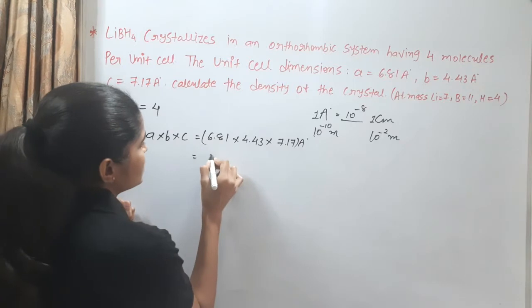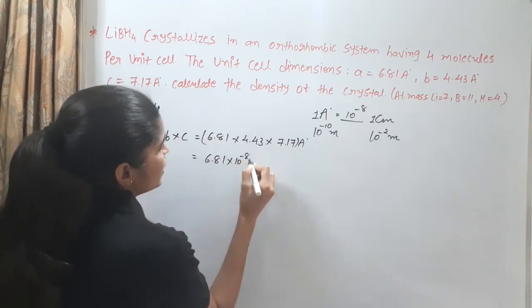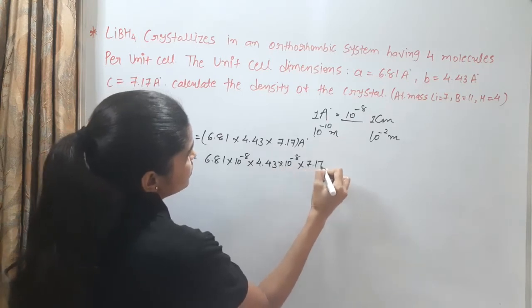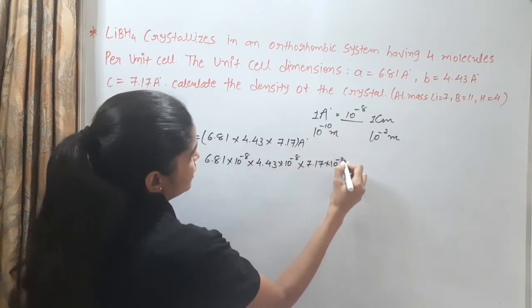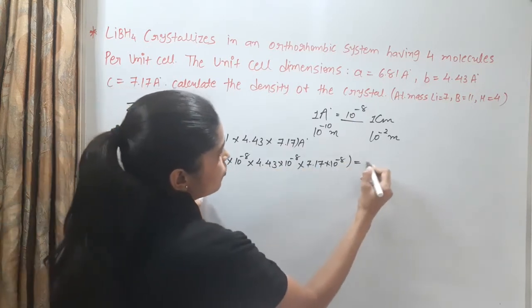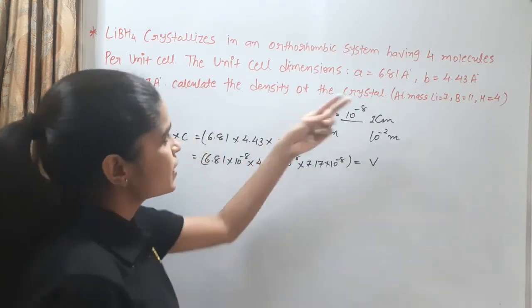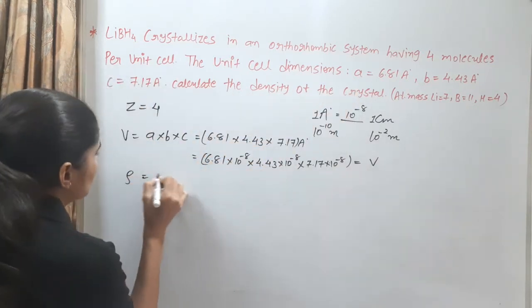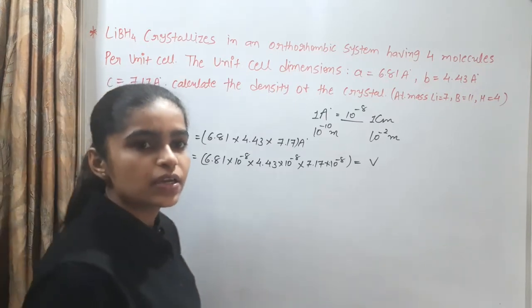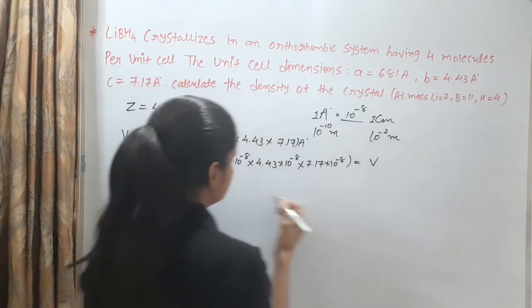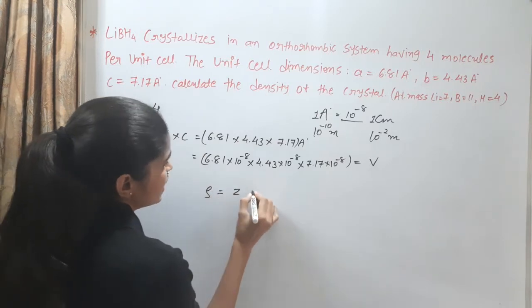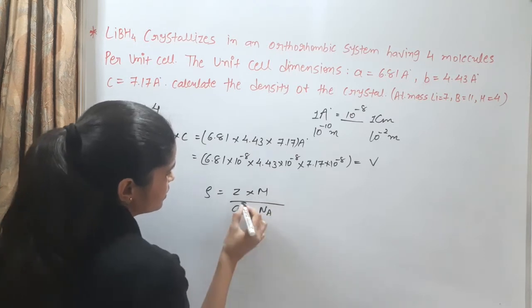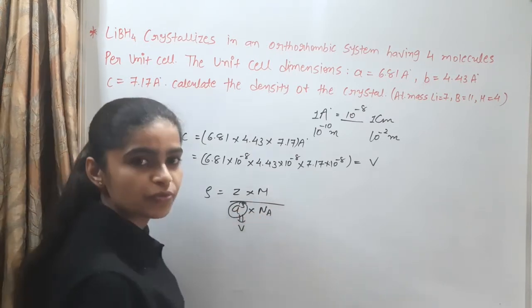So we multiply: 6.81 times 10 raised to minus 8, 4.43 times 10 raised to minus 8, and 7.13 times 10 raised to minus 8. This gives the value of the volume. Then next, calculate the density of the crystal. Calculate rho. We know that the density equation is rho equal to Z times mass upon a cube times Na. Here a cube is equal to volume V.